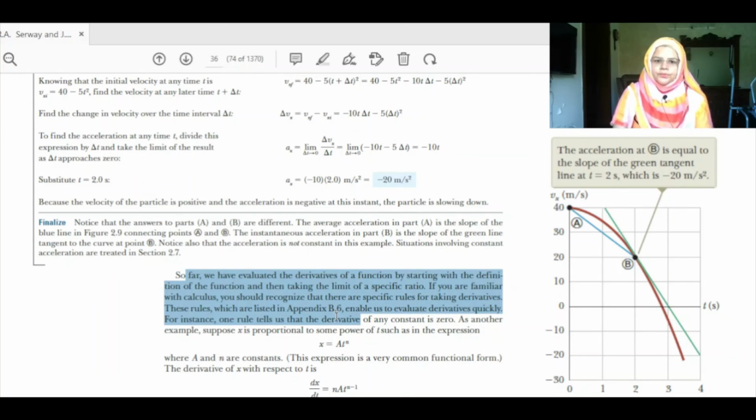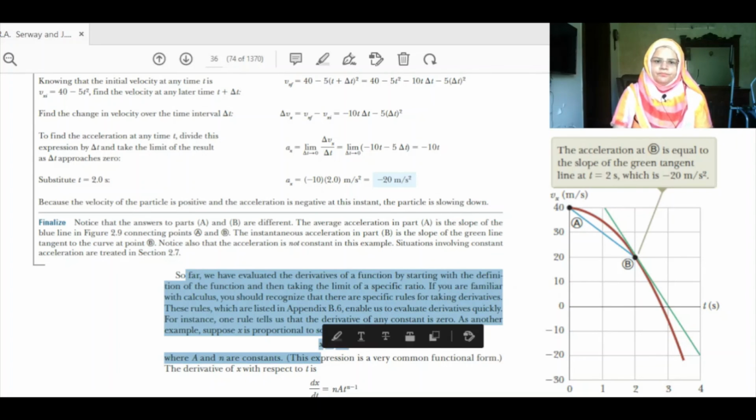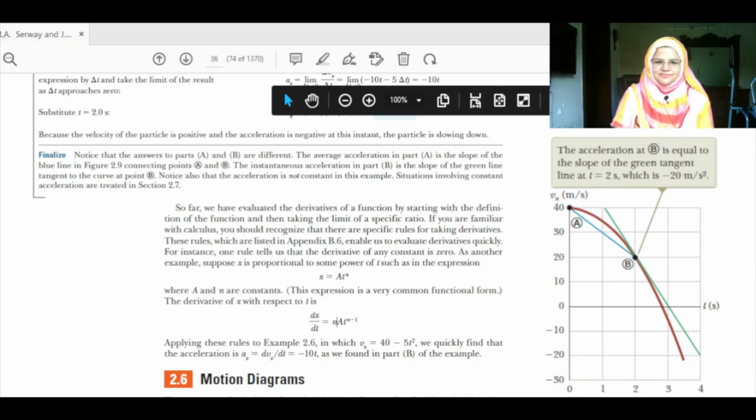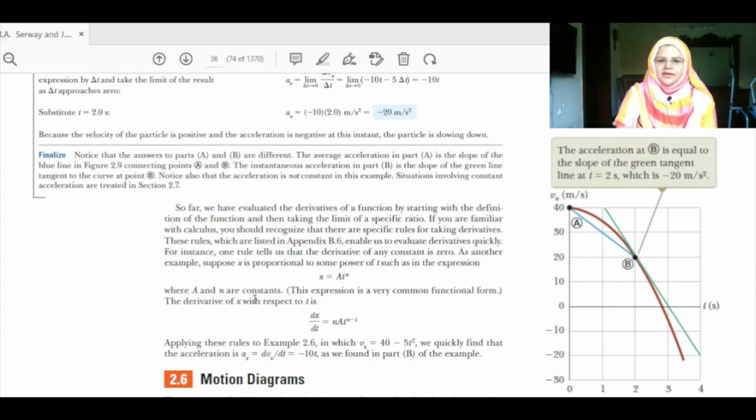As another example, suppose x is proportional to some power of t, such as in the expression x is equal to a t to the power n, where a and n are constants. This expression is a very common functional form. The derivative of x with respect to t is dx over dt is equal to n a t to the power n minus 1. Applying these rules in example 2.6, in which Vx is equal to 40 minus 5t square, we quickly find that the acceleration Ax is equal to dVx over dt is equal to minus 10t, as we found in part B of the example.